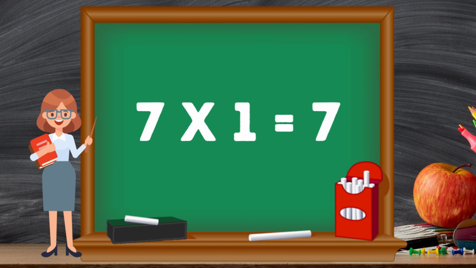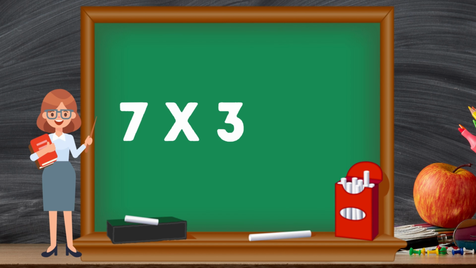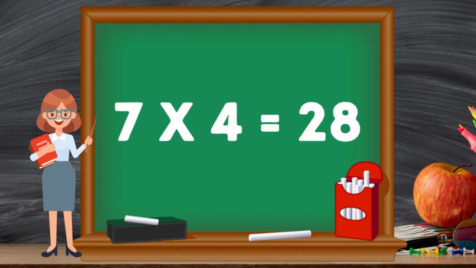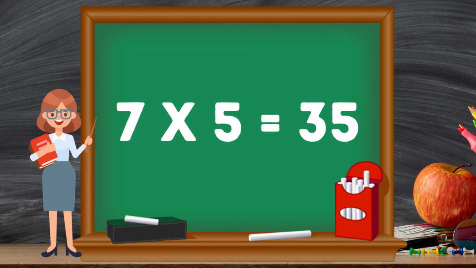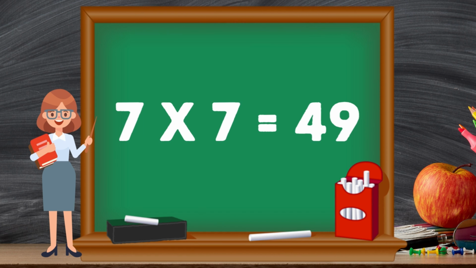Seven ones are 7. Seven twos are 14. Seven threes are 21. Seven fours are 28. Seven fives are 35. Seven sixes are 42. Seven sevens are 49.